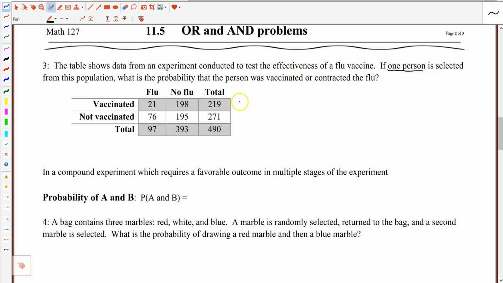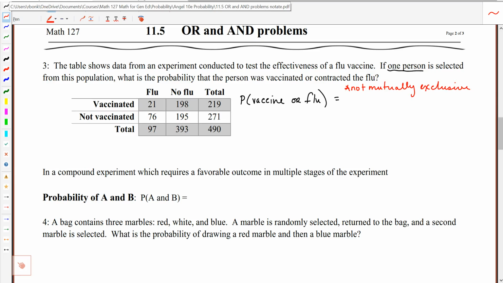You're only going to be selecting one person. Our probability statement is that we're trying to find the probability that the person was vaccinated or had the flu. If they satisfy either of these criteria, we would want to count them. Using the formula approach, appreciate that there are people that received the vaccine that also got the flu, so these two outcomes are not mutually exclusive. You just have to be careful not to double count anybody.